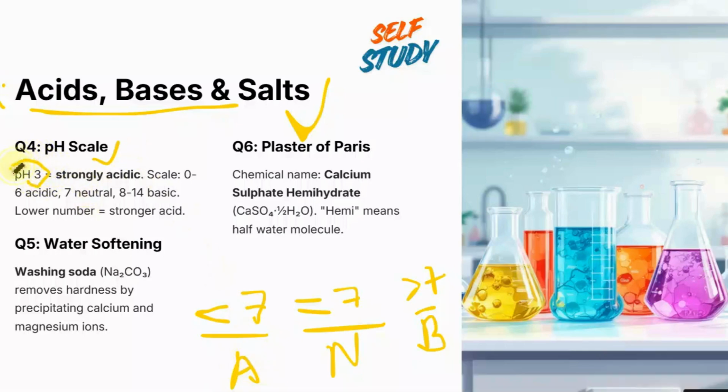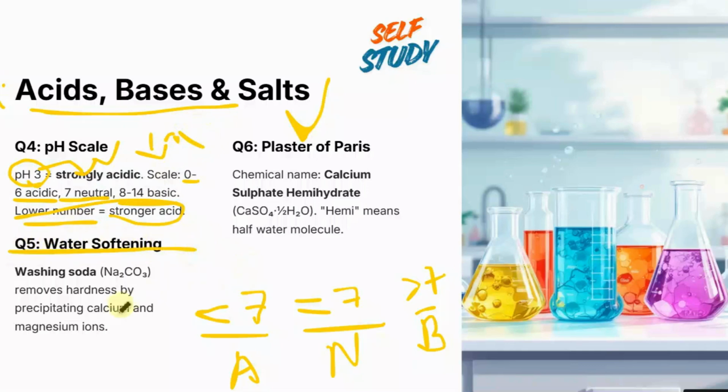Next, if pH is 3, what does it mean? It is strongly acidic. On the pH scale, 0 to 6 is acidic, 7 is neutral, and 8 to 14 is basic. Lower number means stronger acid. You must remember this.